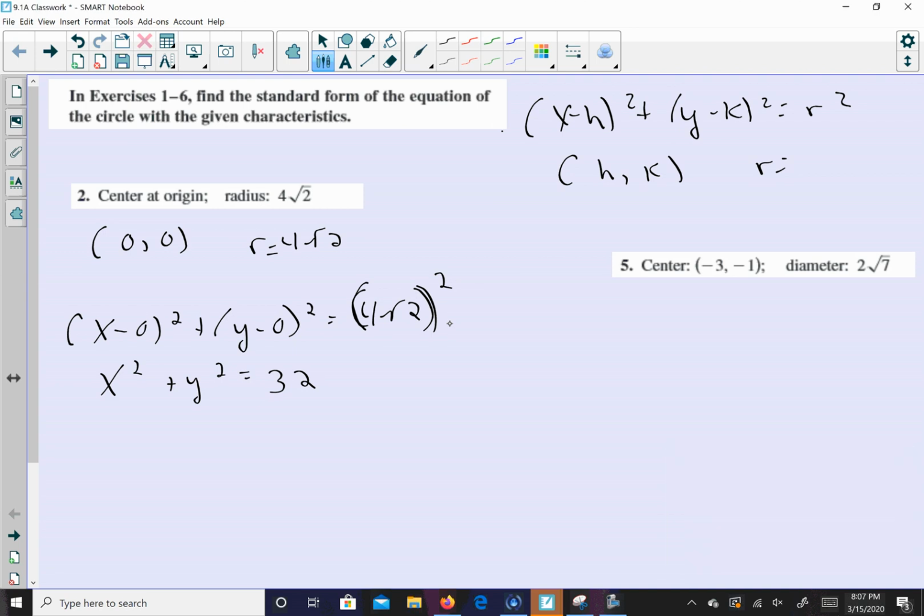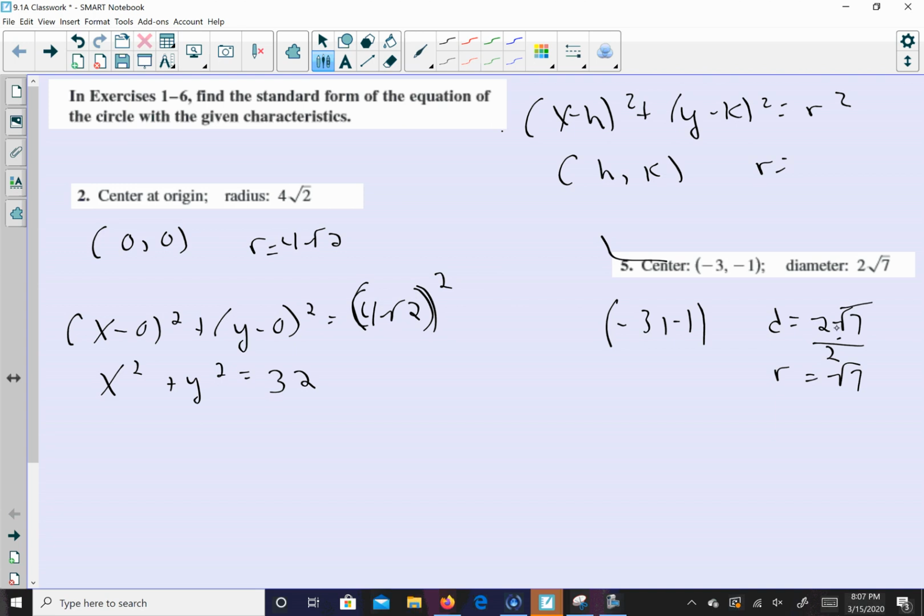I'm going to have my center is (-3, -1), so my h is -3, my k is -1, and my diameter is 2 times the square root of 7. So to find my radius, I'm going to cut this in half. So my radius will just be the square root of 7. Remember, you can't divide what's underneath the radical sign. You can just divide the coefficient.